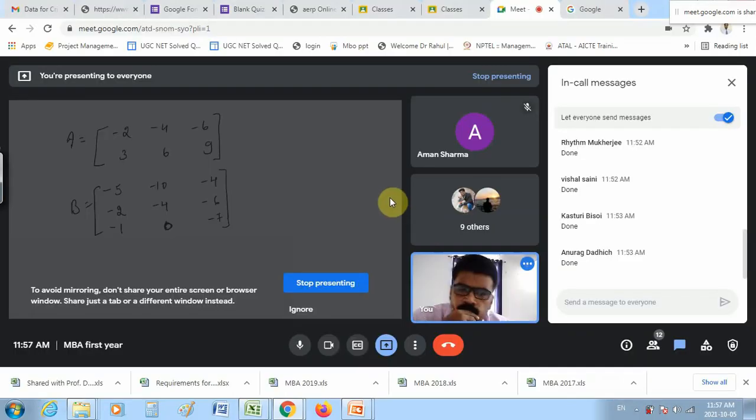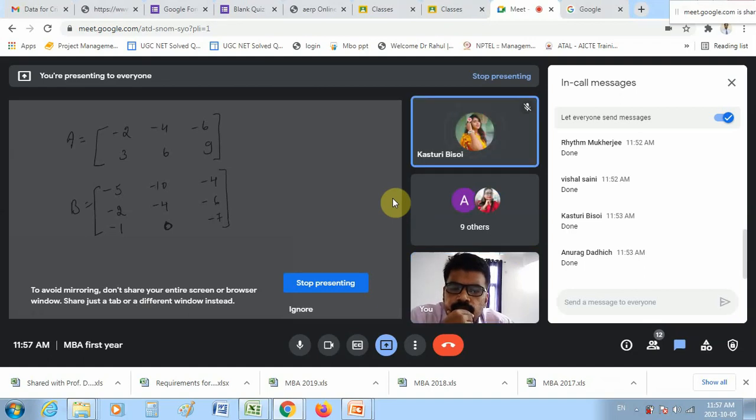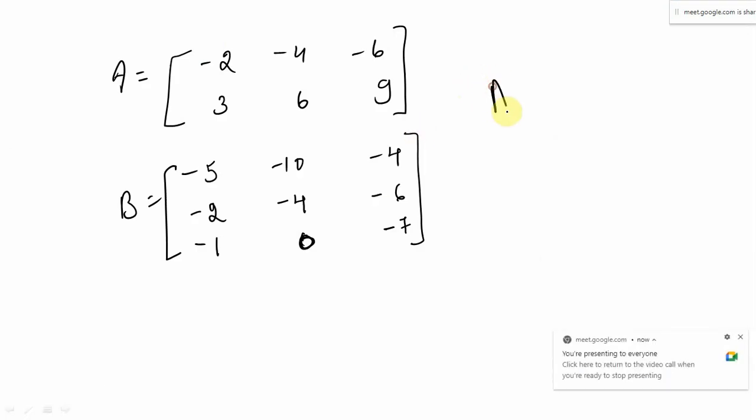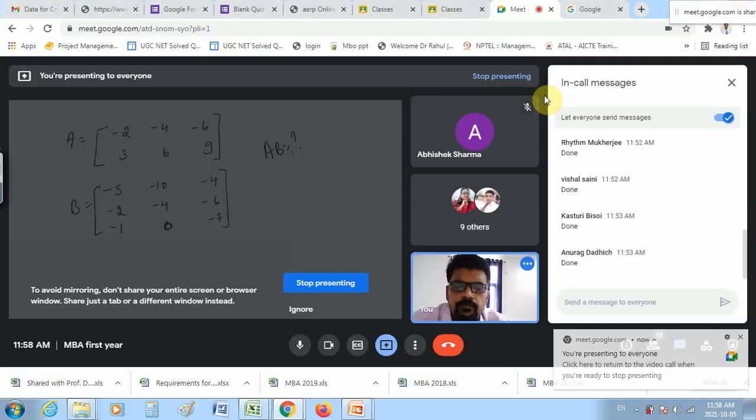Is it possible to find AB for these two matrices? Yes, sir. Okay. And what will be the order of AB? It is possible to find. Okay, what will be the order? 2 plus 2, 3. 2 cross 3. Okay, so start doing it. Find AB.